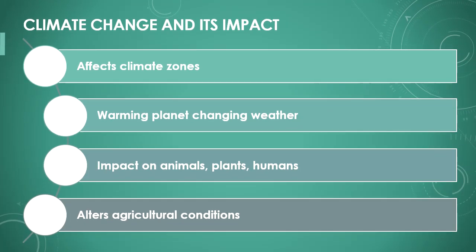Climate change is affecting the climate zones on Earth. With the warming of the planet, weather conditions are changing in many zones, which is altering the living conditions for animals, plants, and humans. In some regions, it is becoming hotter and drier, while other areas are receiving more rain. Changes can have a strong impact on nature and agriculture.